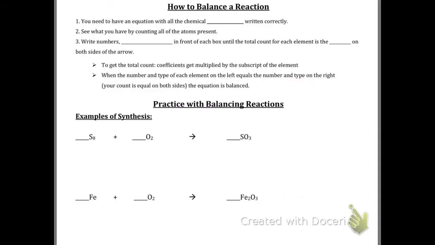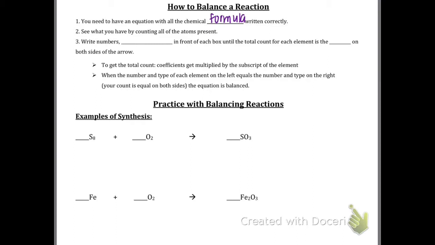All right, so now you got an idea of how to balance equations using pictures, but we can't always use pictures, so we're going to have to learn how to balance equations just by looking at the numbers. Okay, so here are some instructions. You need to have an equation with all the chemical formulas written correctly. This becomes really important later in the unit.